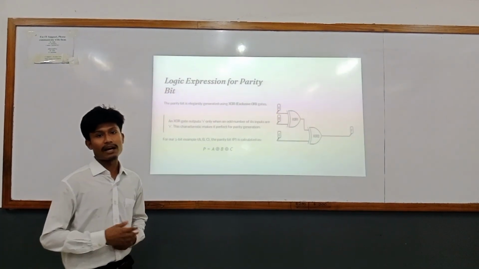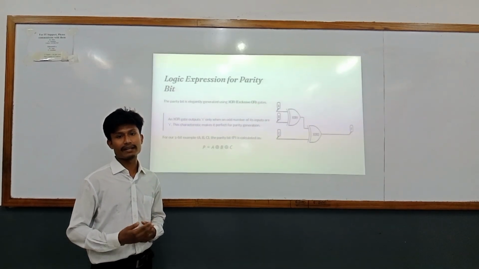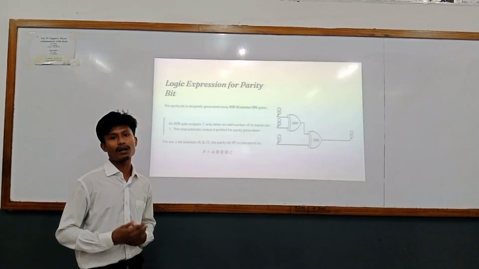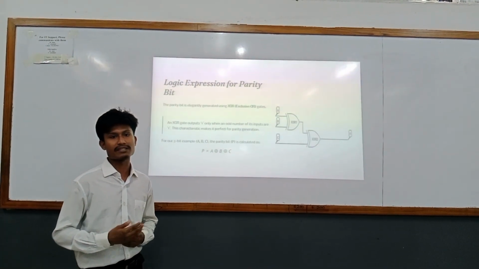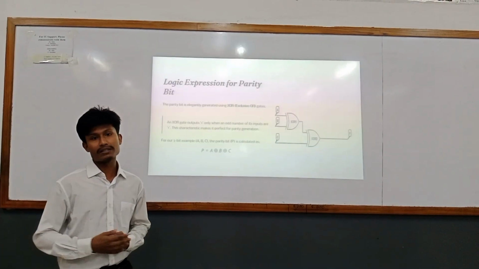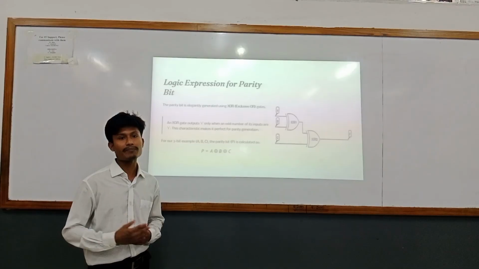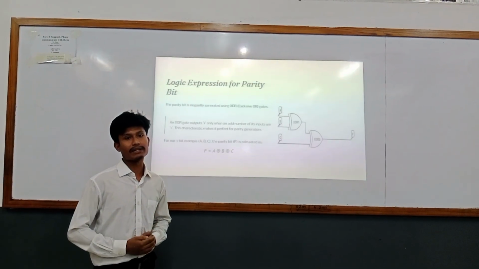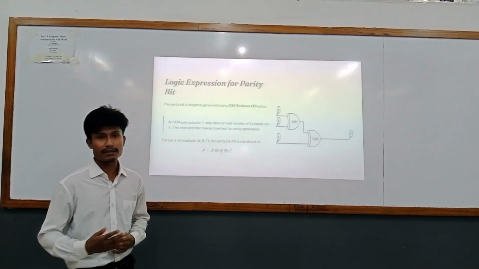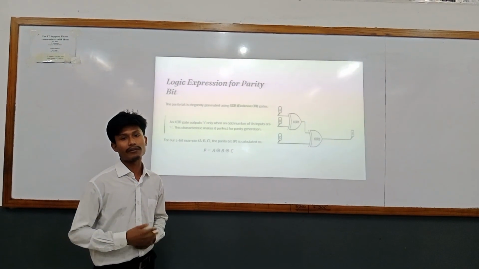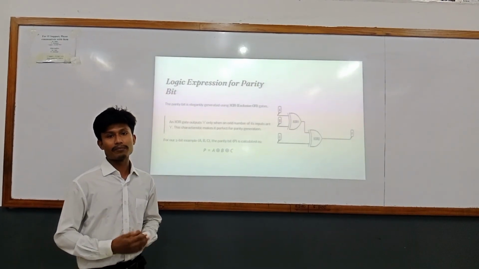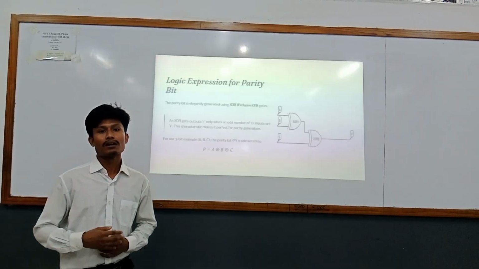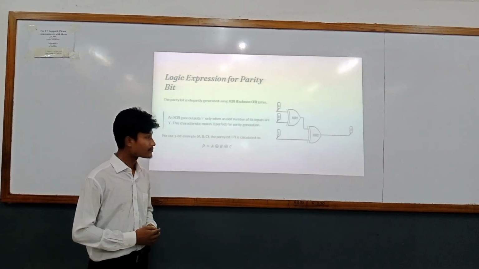Logic expression for parity. Here we can see how the parity bit is made using XOR. XOR outputs one only when an odd number of inputs are one, which makes it ideal for parity generation. For three bits A, B, and C, the expression is P equals A XOR B XOR C. The circuit on the right shows this clearly: A and B are XORed first, and then the result is XORed with C to produce the parity bit. Then the next slide.